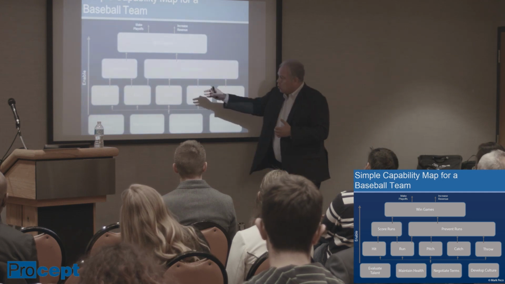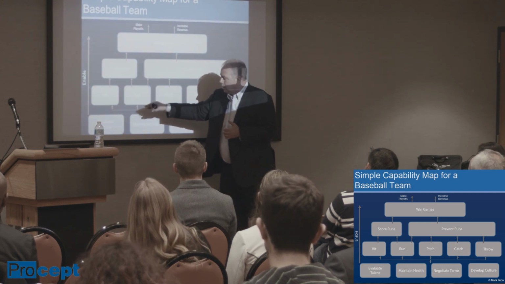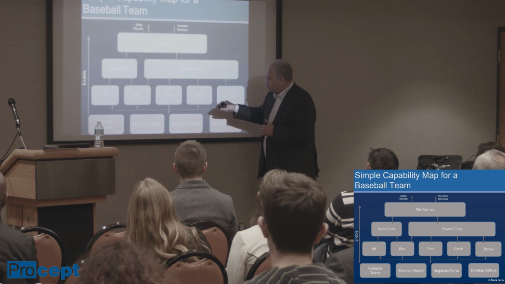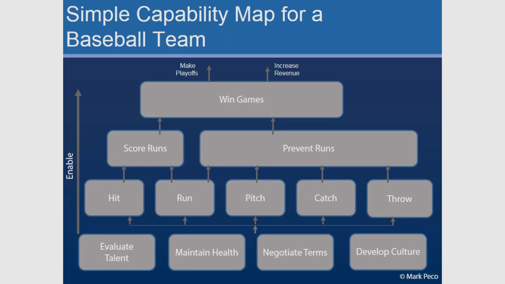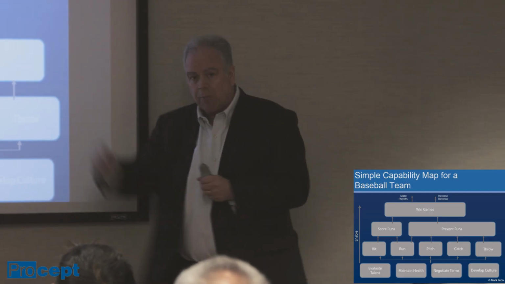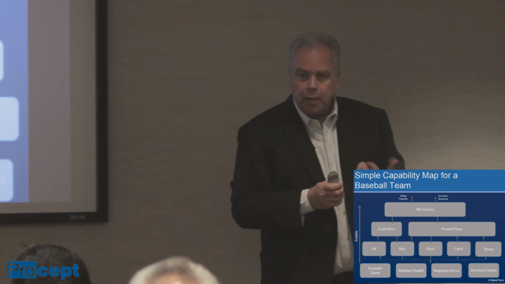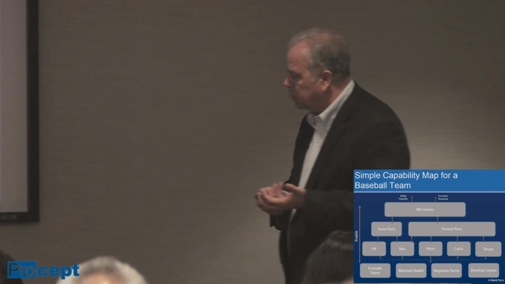So what does it take to score runs? I have to have the capability to hit and have the capability to run. These are kind of at the team level, and these are kind of at the individual level. I need to have the capability to pitch, to catch, and to throw. And I believe if I can develop these capabilities, I will prevent runs, I will score runs, I'll win games, and I'll make my result. I'll be a happy camper. I'll be an entertaining, money-making kind of team.